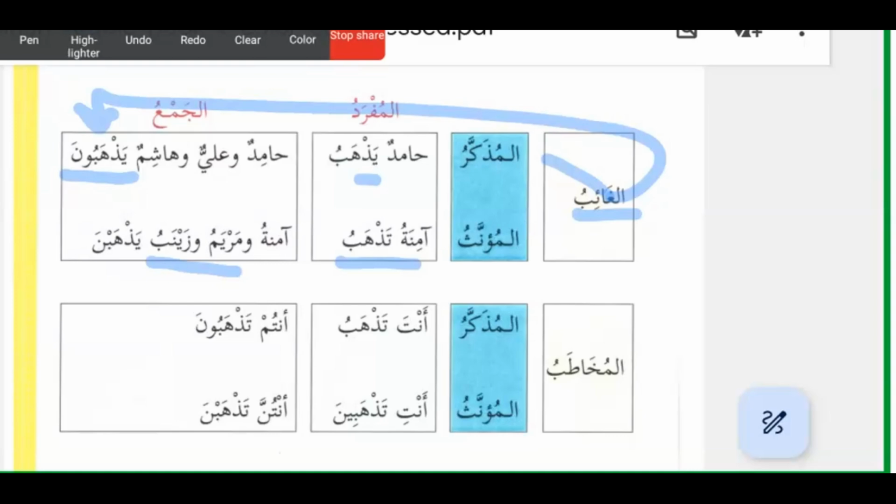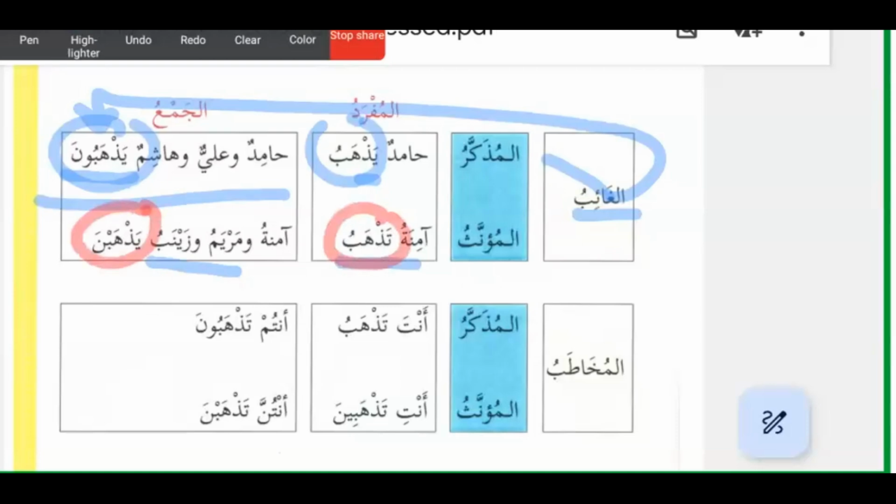Yazhabu, yazhabani, yazhabuna. These are for the muzakkar. Then for the females, they are not present, so we have tazhabu and yazhabna. Now coming on to the second person, the addressee to whom we are talking, like anta tazhabu. Anta tazhabu means you go, or you will go, or you are going.